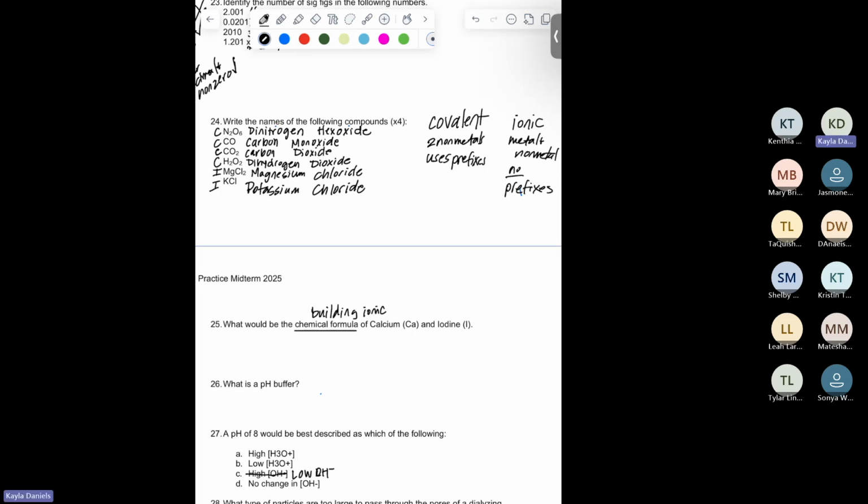All right, so 25, building an ionic, well, they didn't tell you it's ionic, but building the chemical formula, all right? We only know how to do this for ionic. We could have done it for covalent, but it wasn't in the scope of this class. So do you guys remember how we build it? Start it off and then we can tell you. Okay, we need to go to the periodic table.